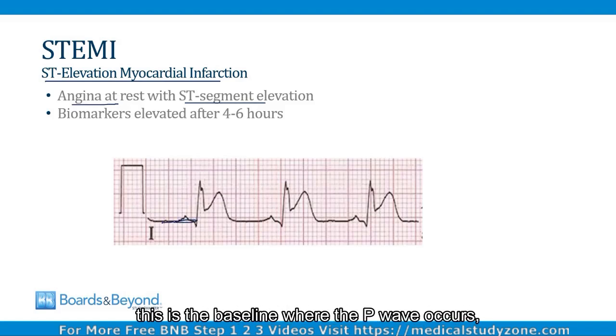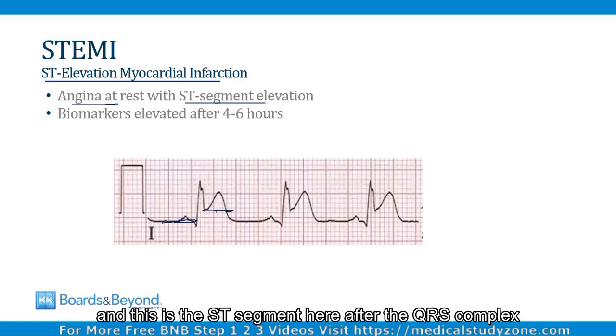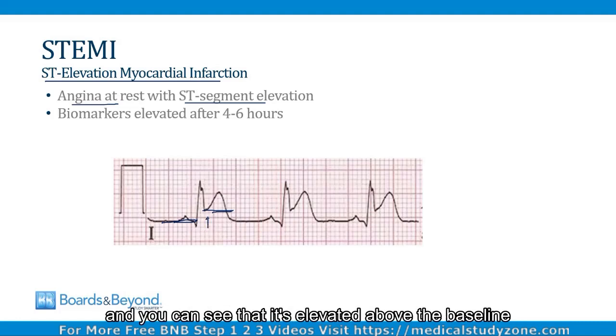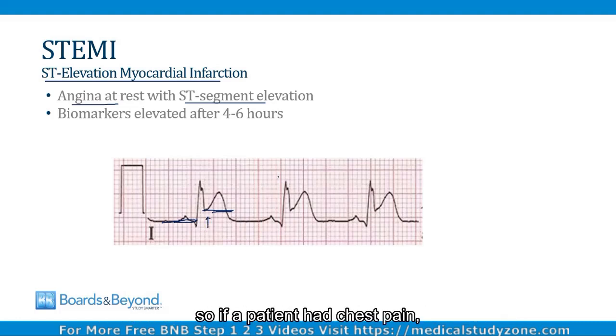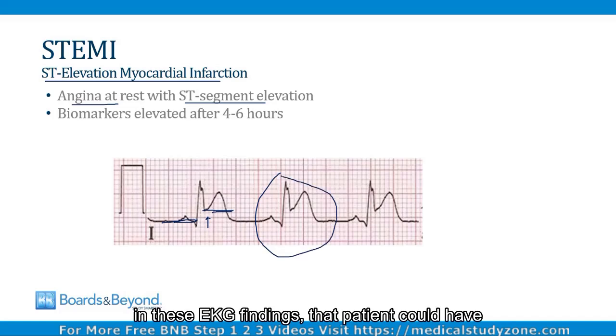This is the baseline where the P wave occurs, and this is the ST segment here after the QRS complex, and you can see that it's elevated above the baseline. So if a patient had chest pain and these EKG findings, that patient could have an ST elevation myocardial infarction.